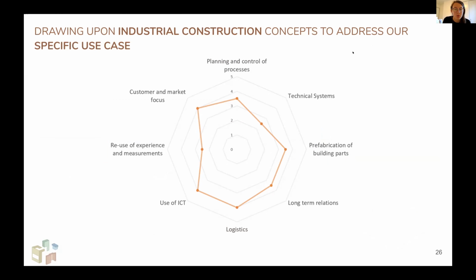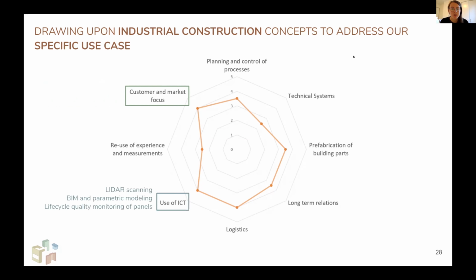And so overall, we thought through the 8 concepts of industrialized construction and strategically positioned ourselves around 4 specific ones that I want to highlight. The first one is customer and market focus. We target adaptive reuse and affordable housing, hoping to become a reference in this specific market.